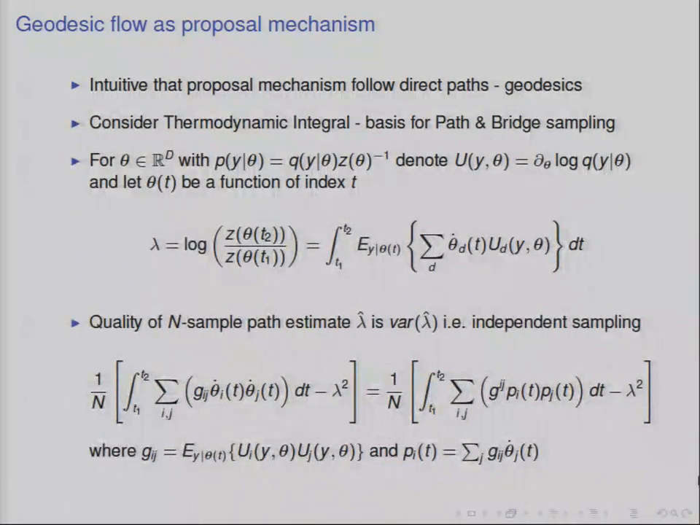Yes? Well, it's the Fisher information of the unnormalized distribution, because remember, yeah? Absolutely, that's what it is. So what we see then is that the variance, so the quality of the estimate of our path integral, or our marginal likelihood, is in essence a function of this metric tensor and the paths that we follow in the parameter space.